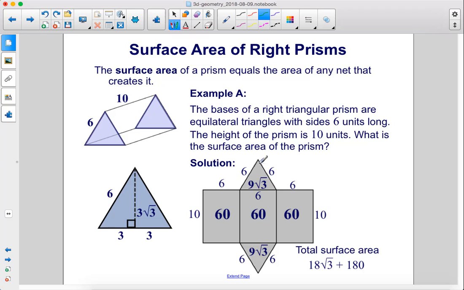Alright, so our equilateral triangles have side lengths of 6. These rectangles are 6 by 10. And then using the equation we figured out on the previous slide, we can see that the total surface area is 18 times the square root of 3 plus 180 for all of these rectangles.